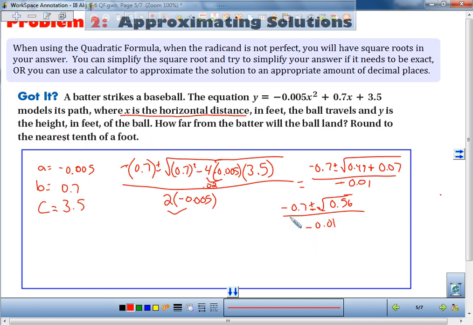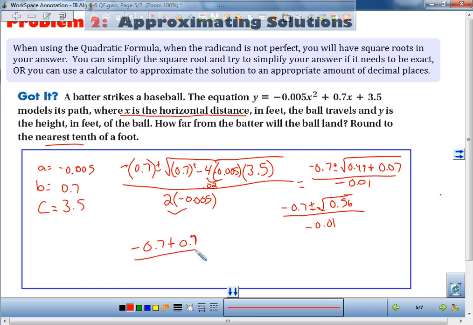So now to find my two answers, because everything is simplified, I write one expression with the positive and one expression with the negative. So now I have negative 0.7 plus the square root of 0.56. I'm going to find what that is. The square root of 0.56, and if we round to the nearest tenth, it's going to be 0.7.